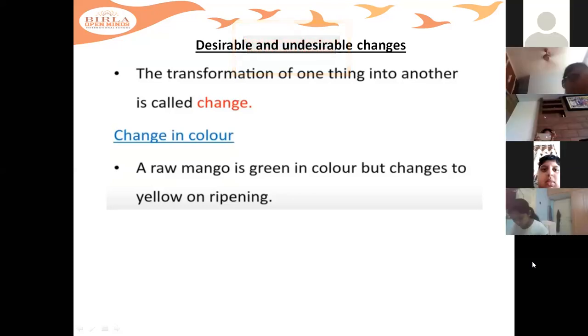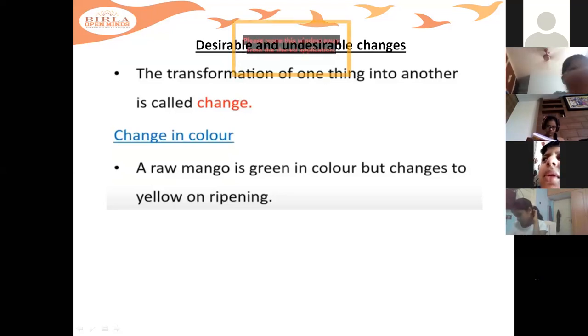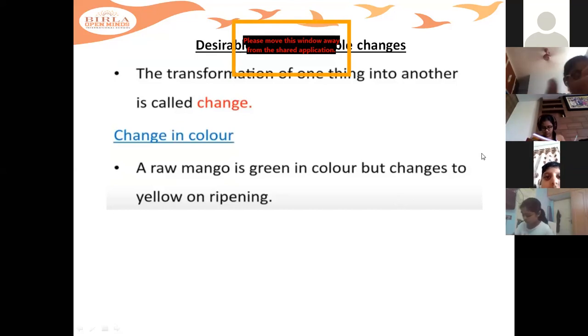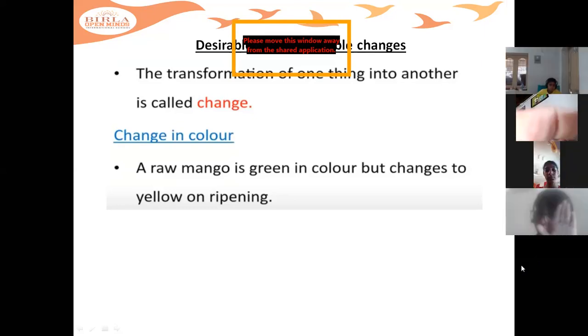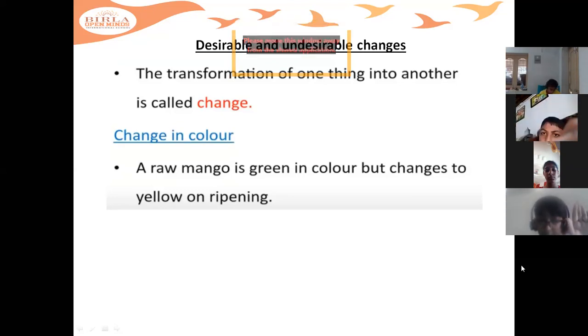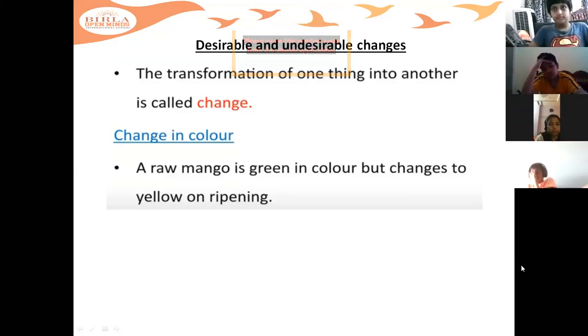Change in position. What are the things which change in position? Ma'am, clock. Yeah. Ma'am, it changes the time. Clock, yeah, it's there already, but I want some other example. Yes, Rudranish. Teacher moving.